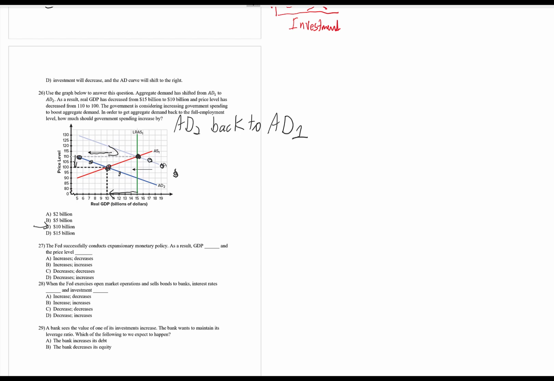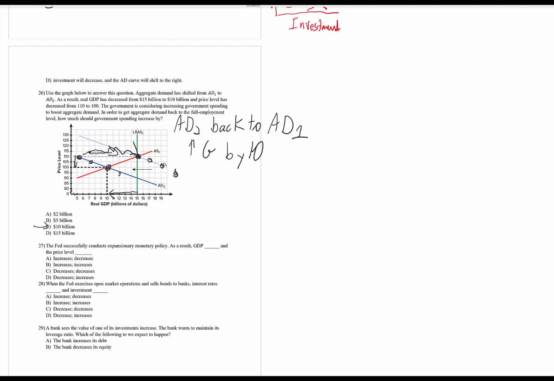Well, in order for that to happen, we need it to be that at a price level of 110, we go from having 5 in GDP to 15. And the way we do that is to increase G by 10 billion. Essentially what's going on is, how do we get from 5 to 15? Well, the government came out and said, you know what? We are going to spend an extra 10 billion. We are going to increase government spending by $10 billion.